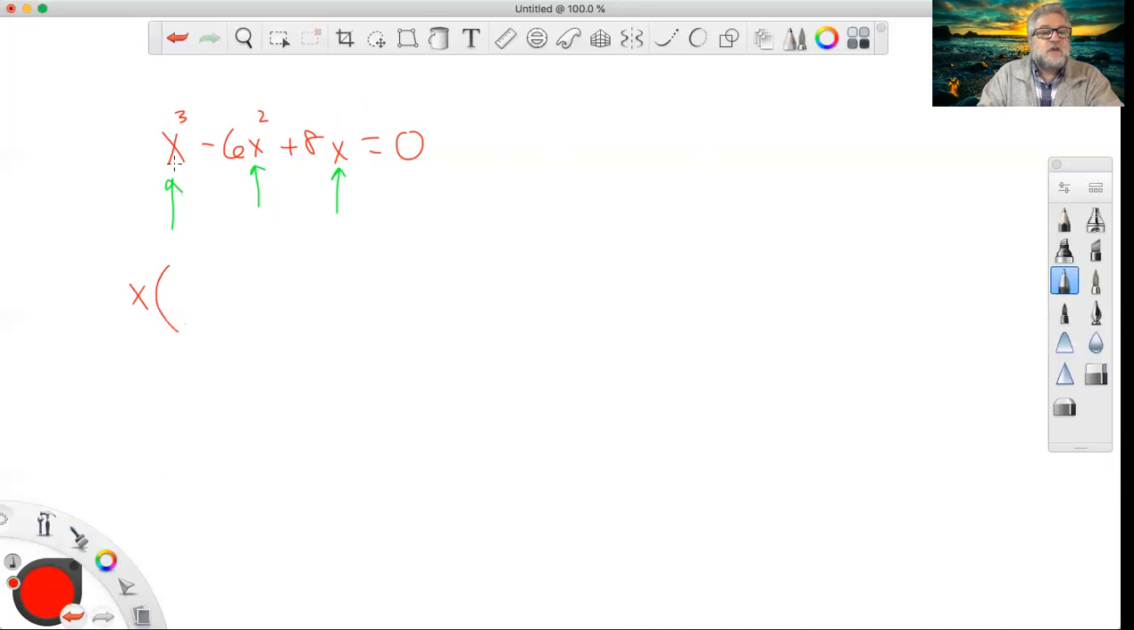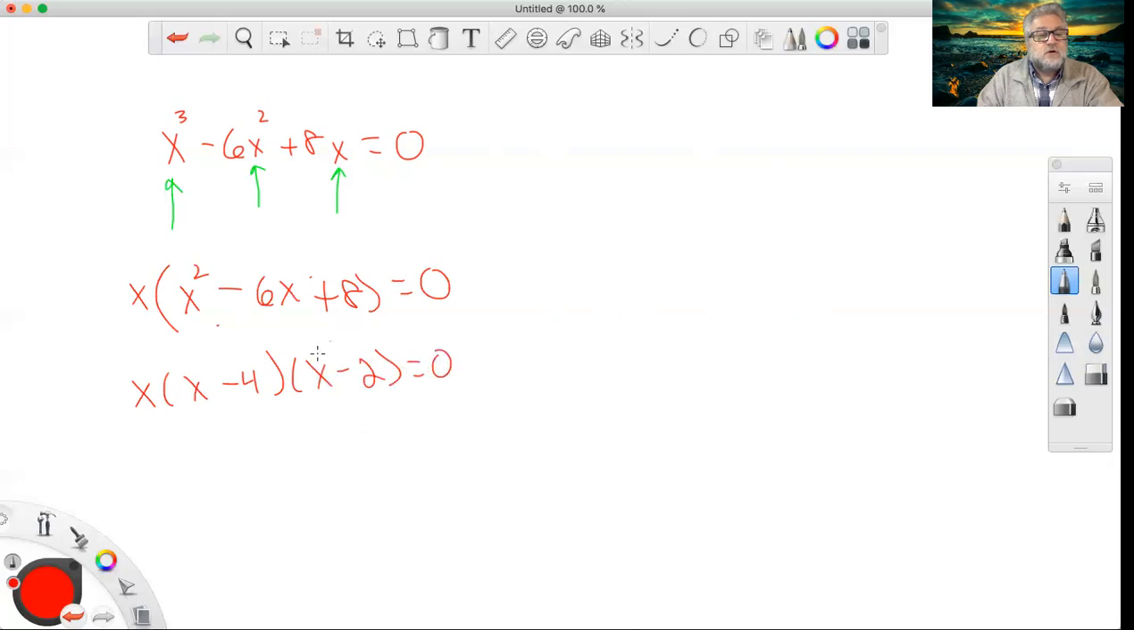So if I factor an x out, I will leave behind an x squared. If I take one x away, I'll be left with minus 6x. And if I take one x away here, I'll be left with 8. And this one we just did. That was x minus 4 times x minus 2 equals 0. So now the things that will turn this factor to 0 is x equals 0. For this one, we found it was x equals 4. And for this one, we found it was x equals 2. So the solutions here are x equals 0, 2, and 4.